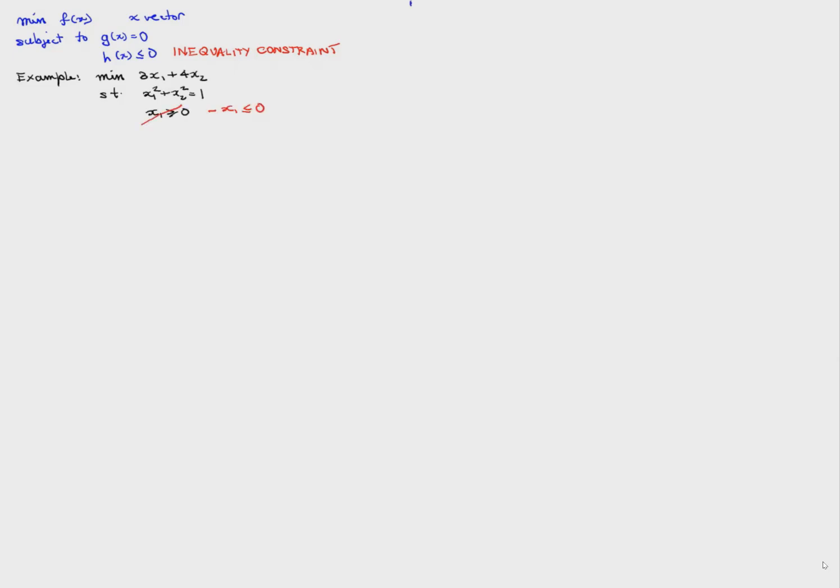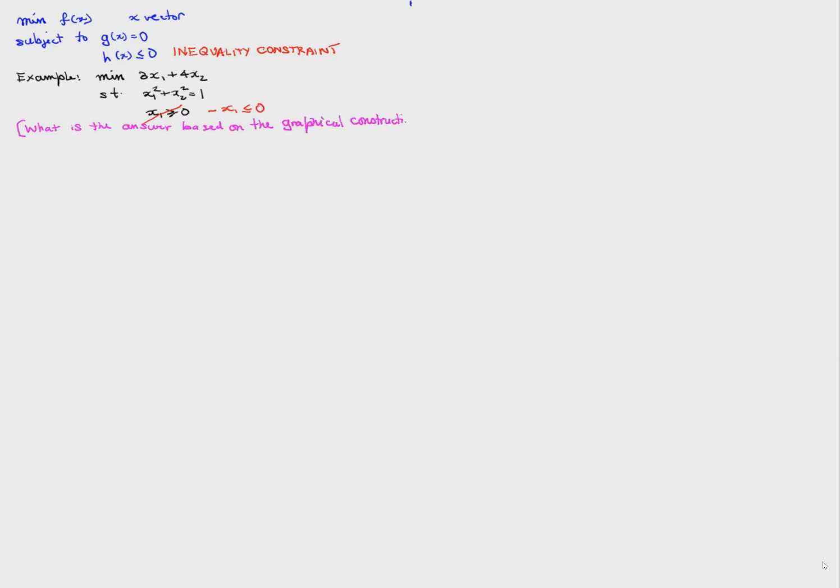Next, we'll look at minimization problems that not only have equality constraints as they did in the last video, but also inequality constraints of the form h of x is less than or equal to 0. For example, let's take the same problem as we had in the last video, but add an inequality constraint x1 greater than or equal to 0. And since this is not in the form h of x less than or equal to 0, we'll switch it and write minus x1 less than or equal to 0 so that it's in the standard form.